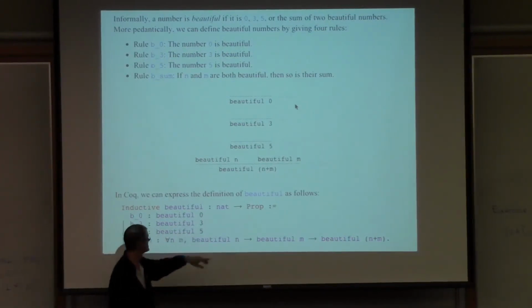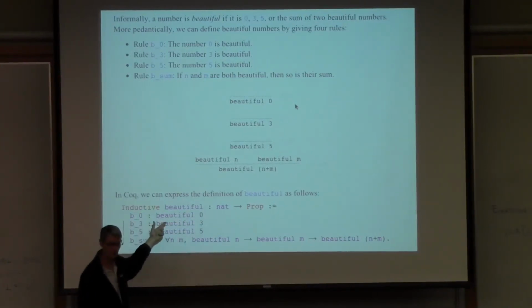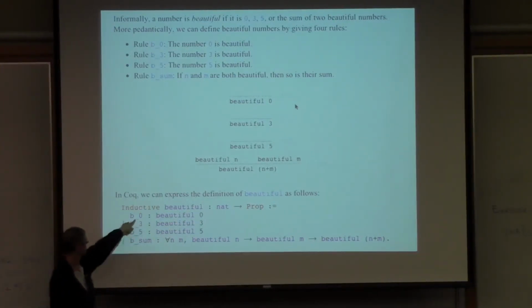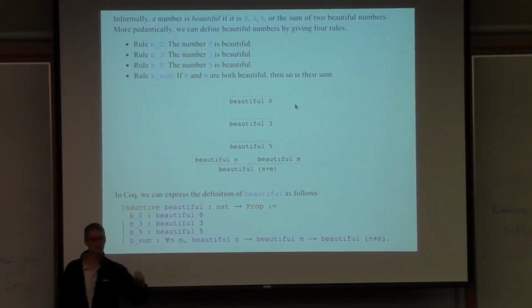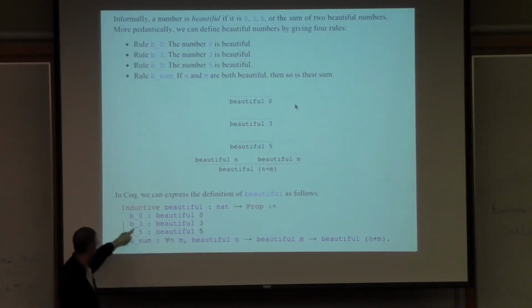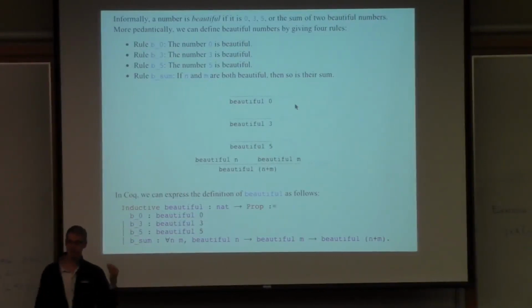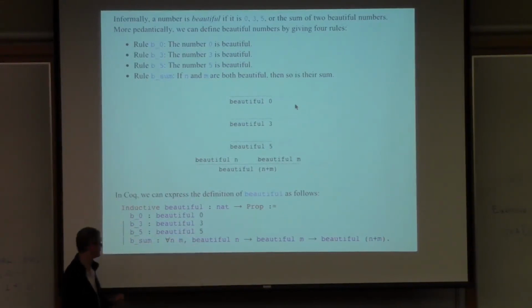Well, that's what the rest of the definition says. Okay, so the first line says beautiful is a family of propositions indexed by natural numbers and defined inductively. And the rest says B0 is a constructor, that is, it's primitive evidence, you can think of it as an axiom, that 0 is beautiful. So it's an atomic, primitive, unanalyzable inhabitant of the type, of the proposition beautiful 0. B3 is a primitive, unanalyzable inhabitant of the type beautiful 3. B5 is an inhabitant of beautiful 5.